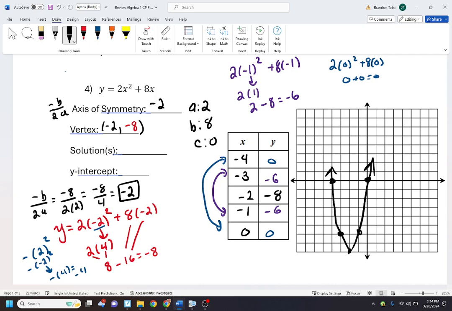Okay, the solution. I mean, -4 and 0. Good. So the solution should be -4 and 0 where it hits the x-axis. And the y-intercept, where x is 0, also happens to be 0. If you hit the origin, your solution and your y-intercept will both be 0.